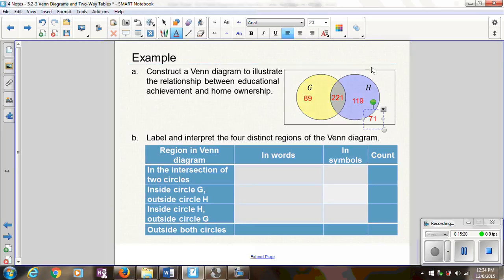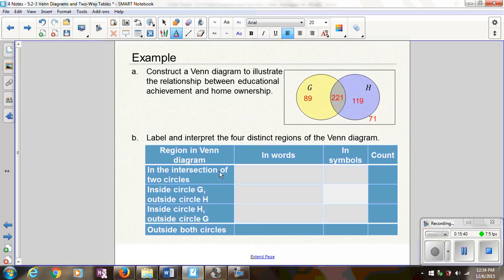Okay, and if you add up all these numbers, you should still get 500, since that was the number in our sample. All right, so let's take a look at the label for each of these regions in the Venn diagram and interpret the four distinct sections in the Venn diagram. We're going to use symbols as well as the count.